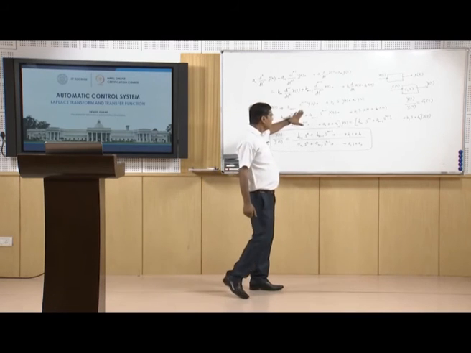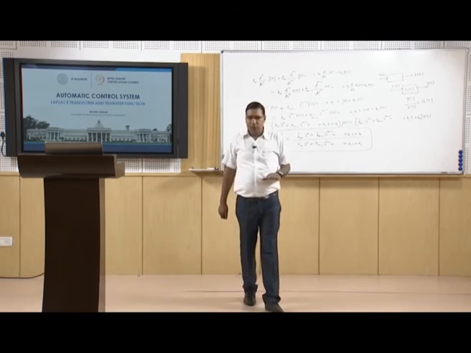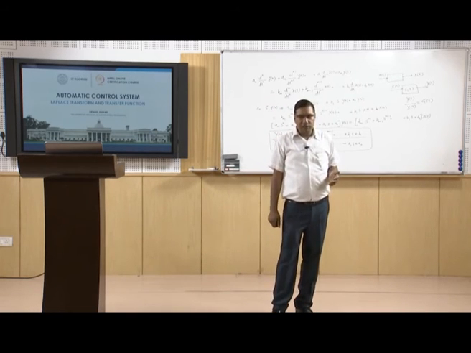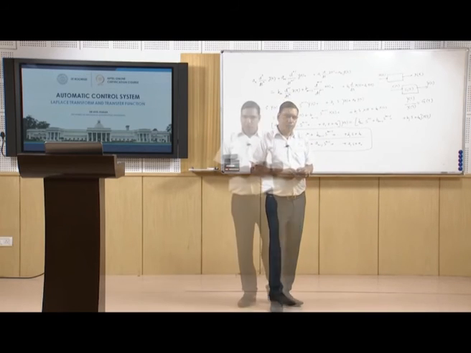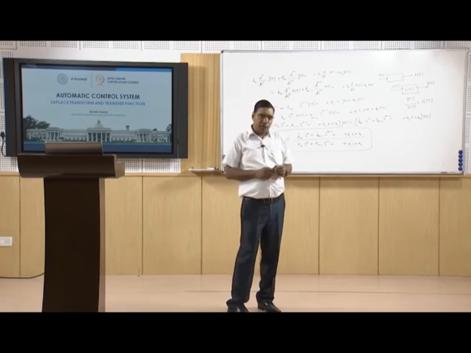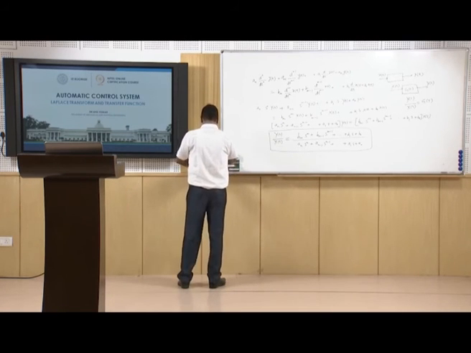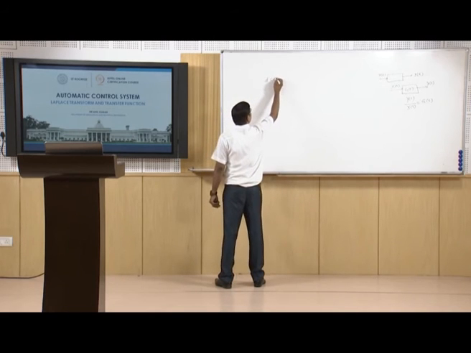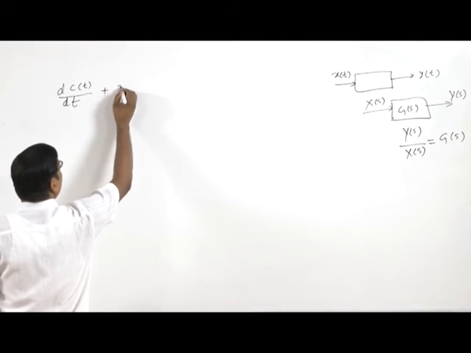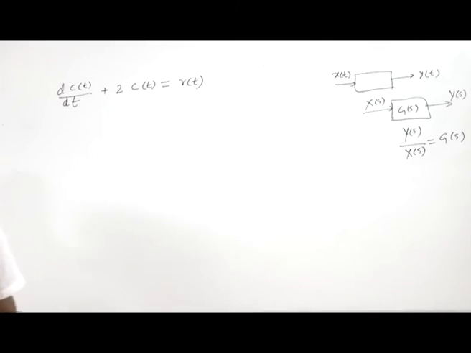So we learn how to find the transfer function from an nth order differential equation, and if we have an equation of finite order, let us say a second order or third order differential equation, we can use a similar process and we can find the transfer function. So for example, we take one example. We have an equation like dc(t)/dt plus 2c(t) equal to r(t). So this is the first order differential equation, and we have to find the transfer function.